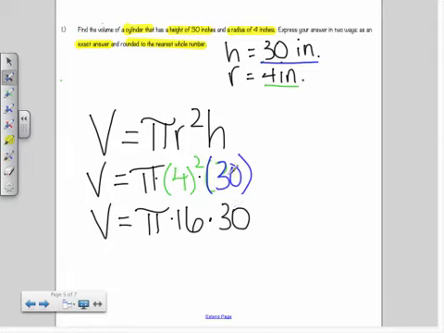Okay, now as an exact answer, if you remember, pi is an irrational number, which means it will go on forever and ever and ever.